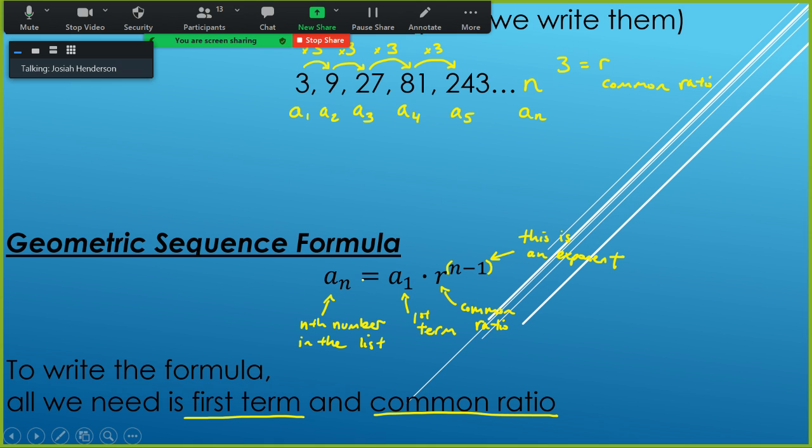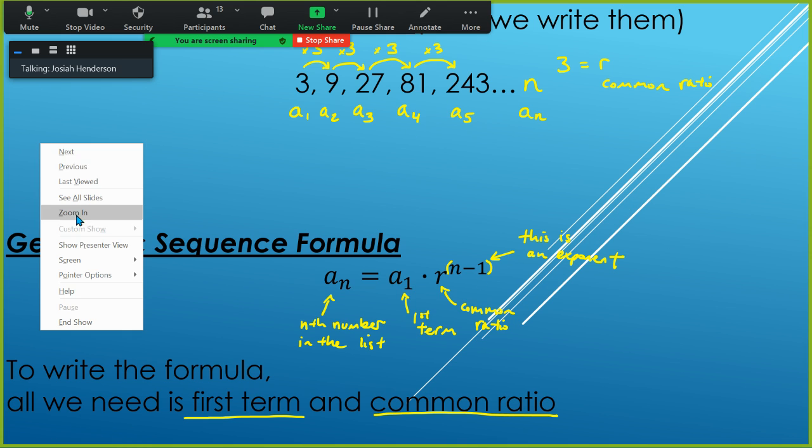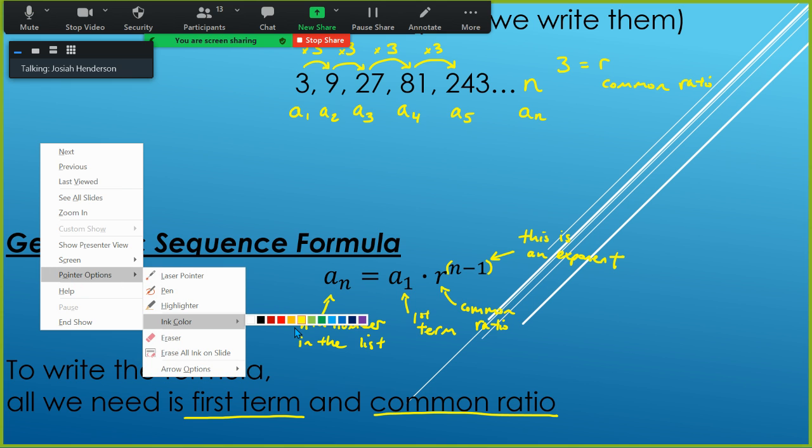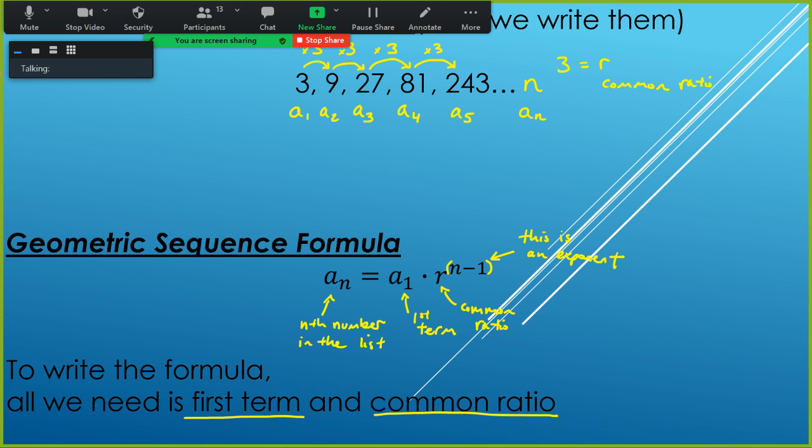Let's practice it with the sequence we have above, just to see how it works and that it makes sense, or that it works at least. So let's see. I'm going to change to red to distinguish from what I'm doing. So let's test it out to see the fifth term. The fifth term in the list, we already know it, is 243. But let's check the formula to see if it works and how it operates.